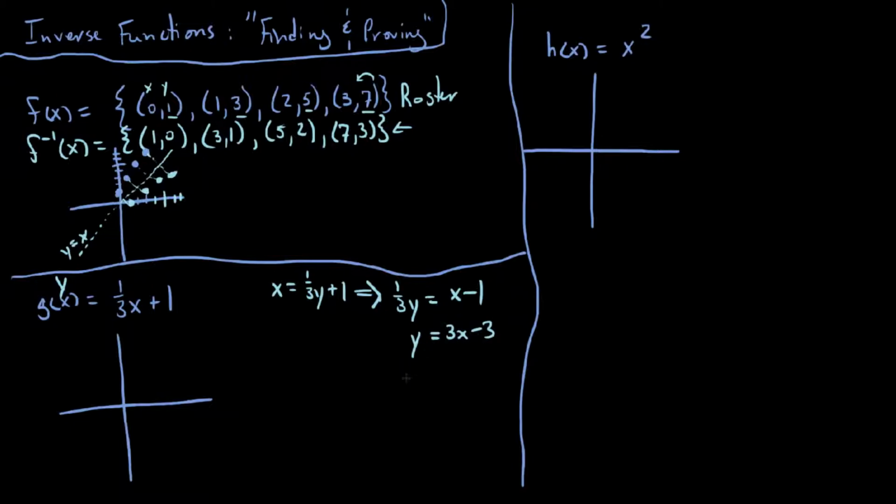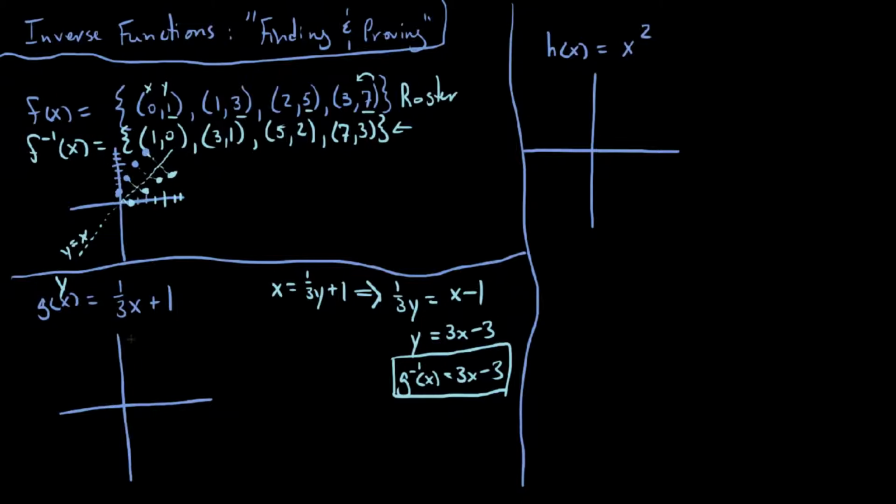Okay? Or we could write this as the inverse function of the original g, because we've switched the domain and range. We switched all the x's and y's around. We're saying, okay, these two functions are inverses. We need to show that they are inverses.